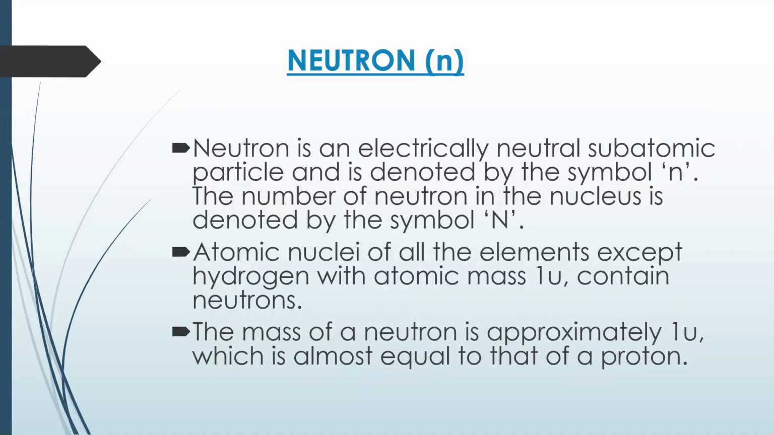Neutron, which is denoted by small n. Neutron is an electrically neutral subatomic particle and is denoted by the symbol small n. The number of neutrons in the nucleus is denoted by the symbol capital N. Atomic nuclei of all the elements except hydrogen with atomic mass 1 u contain neutrons. The mass of a neutron is approximately 1 Dalton, which is almost equal to that of a proton.